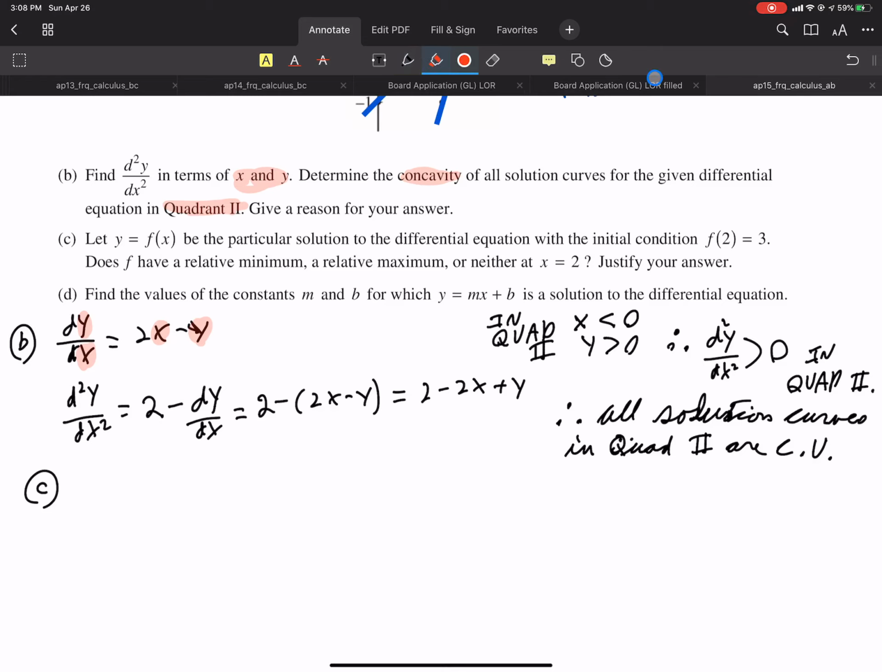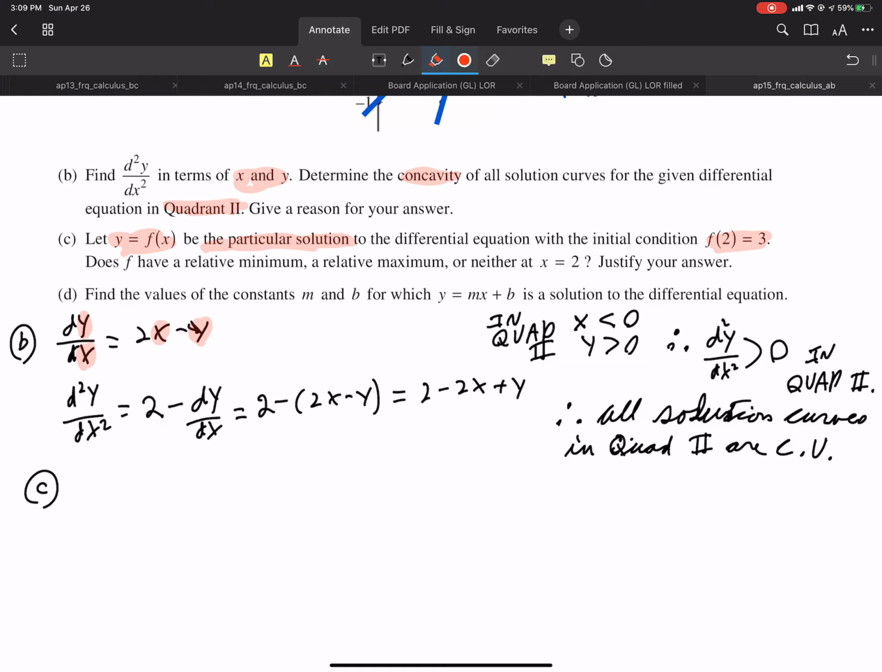Now, let's look at this. This is a particular solution. I remember this year, a lot of people tried to find the solution by using separation of variables. It's not asking you to find the particular solution. They're telling you y equals f of x is a particular solution that goes through the point (2, 3). So they're telling you that there is a solution, and let's assume y equals f(x) is that solution. Then it's asking, does f have a relative minimum, a relative maximum, or neither?